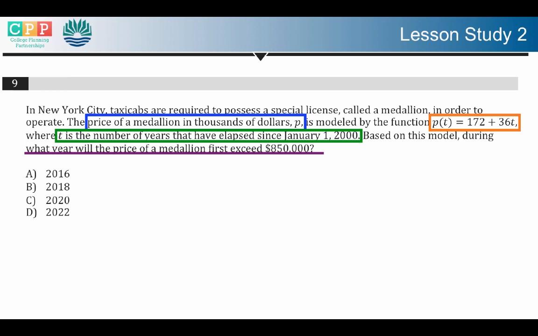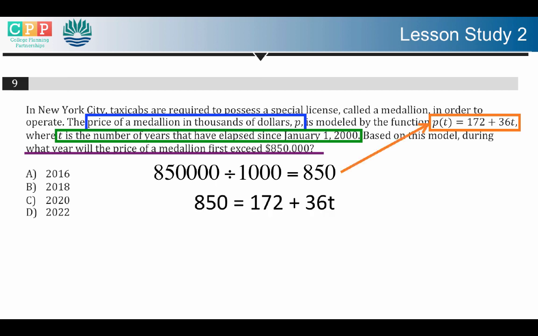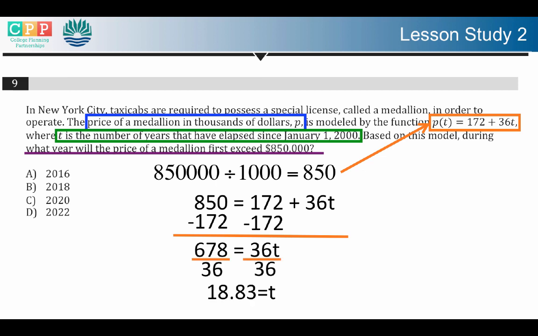So the first thing we have to do is take that $850,000 and divide by 1,000, because the price is in thousands of dollars. So we divide that out and we get 850. That is the price. The price is P. So I'm going to take that 850 and plug it in for P. Now I'm solving an equation. I subtract the 172. I divide by 36. I get T is 18.83.